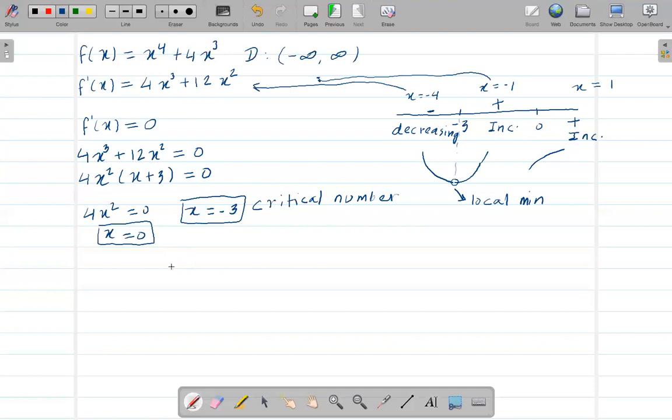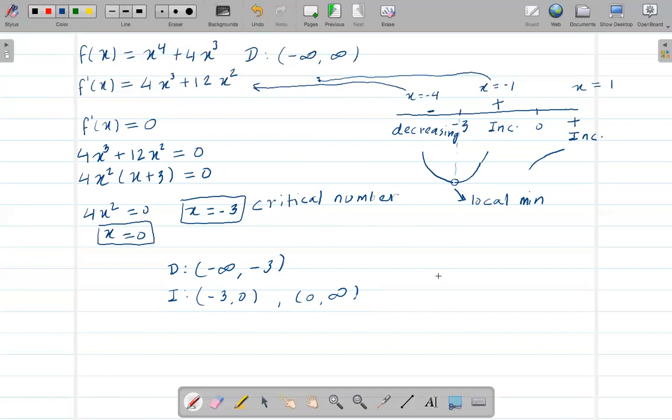All right. Now let's write everything we have. The decreasing interval, let me write D, is negative infinity to negative 3. The increasing intervals are negative 3 to 0, and 0 to infinity.